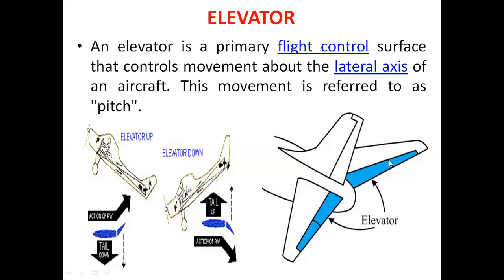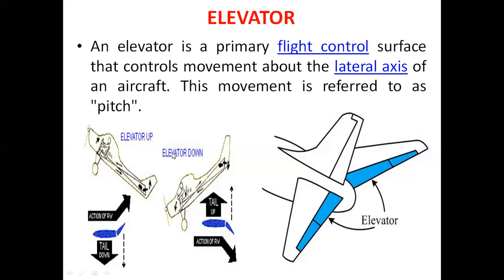So in this picture, this blue one is the elevator, which is attached at the trailing edge of the horizontal stabilizer. Now, in picture number one, the elevator is up. When the elevator is going up, the action of relative wind will create a tail down force. If a tail down force is acting, the tail will go down and the nose will go up. When the elevator goes up, nose up.